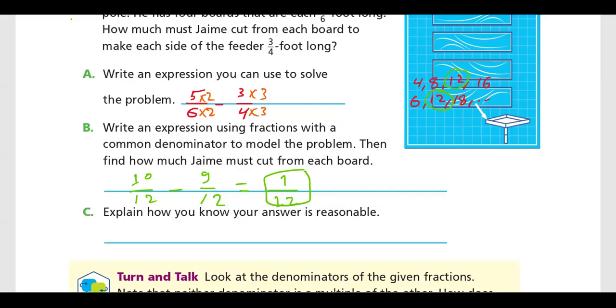Is it reasonable? If we subtract, 5 over 6 is close to 1. And also 3 over 4 is close to 1. So 1 minus 1 is 0. And 1 over 12 is also close to 0.